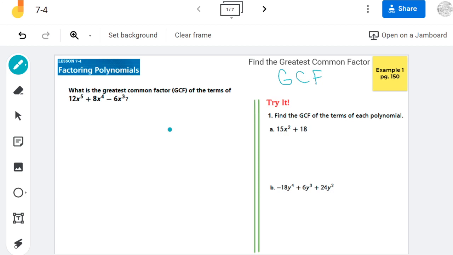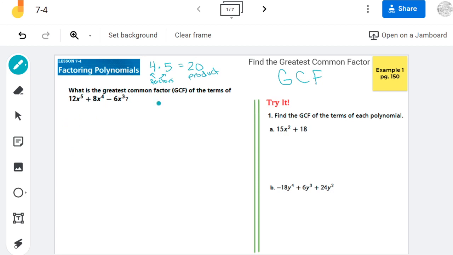So the greatest common factor. First, we need to talk about what a factor is. A factor is when you are multiplying two numbers together to make a product. Say for example, I have 4 times 5 equals 20. This is the product, and these are the factors. So what we're doing is figuring out how to find the greatest common factor, something that is being multiplied to make that product, now for polynomials.